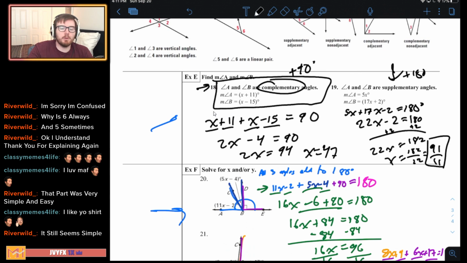We've had some problems where it says enter your answer as a decimal rounded to the nearest tenths. So I would do 91 divided by 11 and get 8.3. I know, it was the only one that didn't come out to a whole number. But I didn't add 5 and 7 wrong, did I? 17 plus 5 is 22. Yeah, it just didn't come out to a whole number. That's fine.